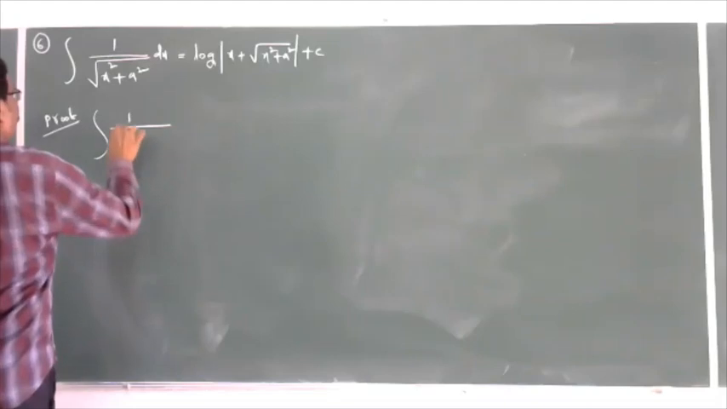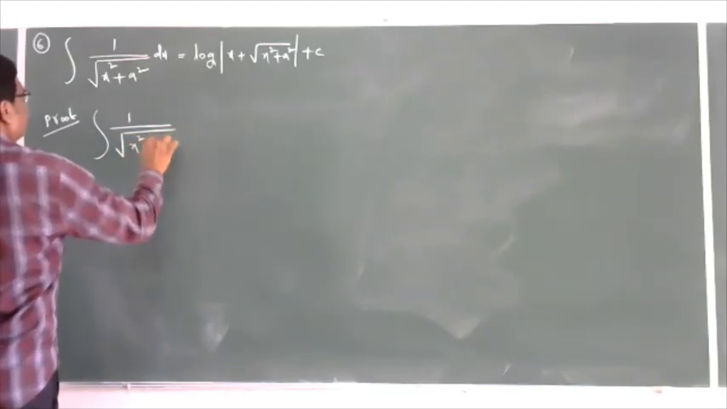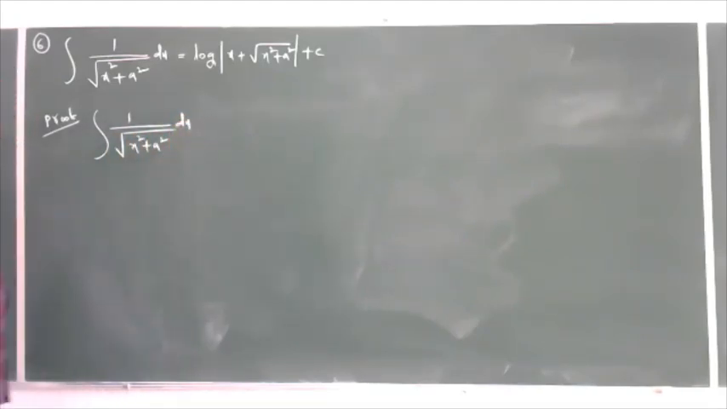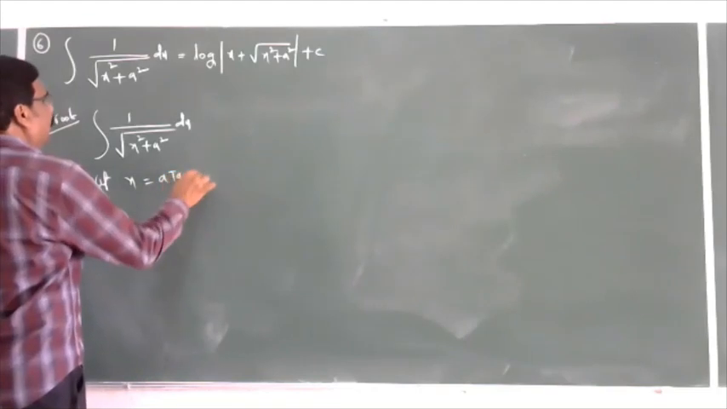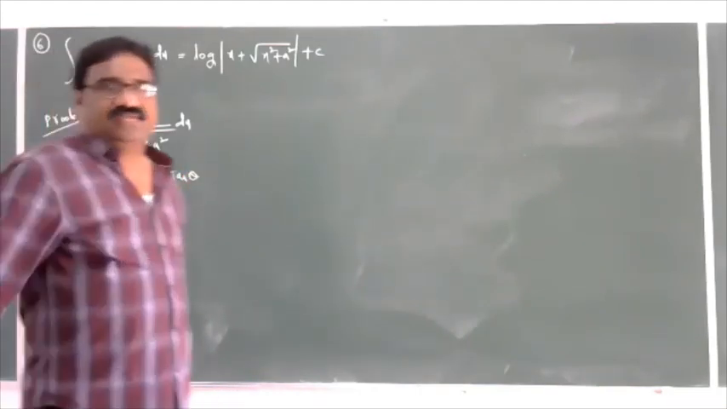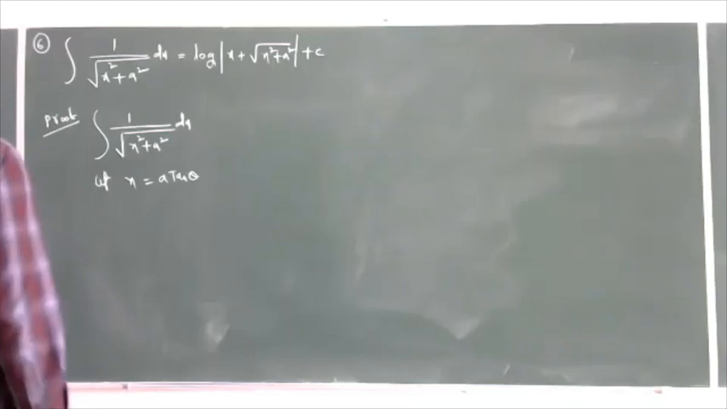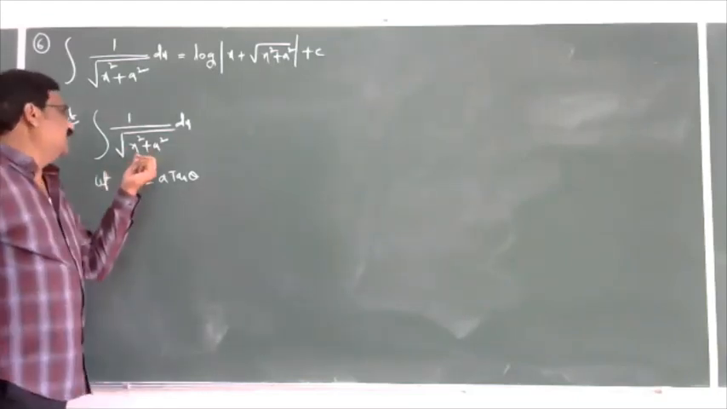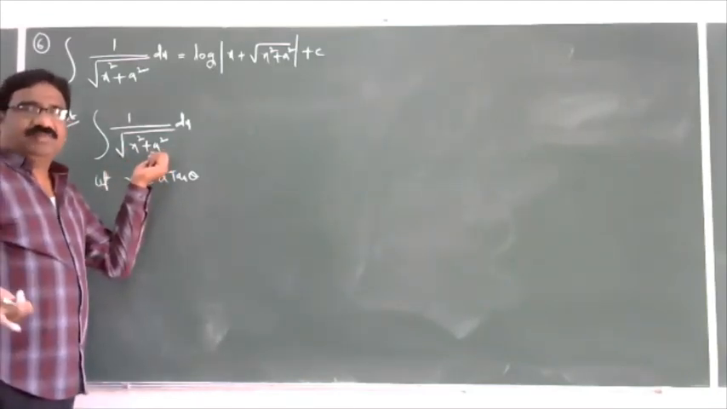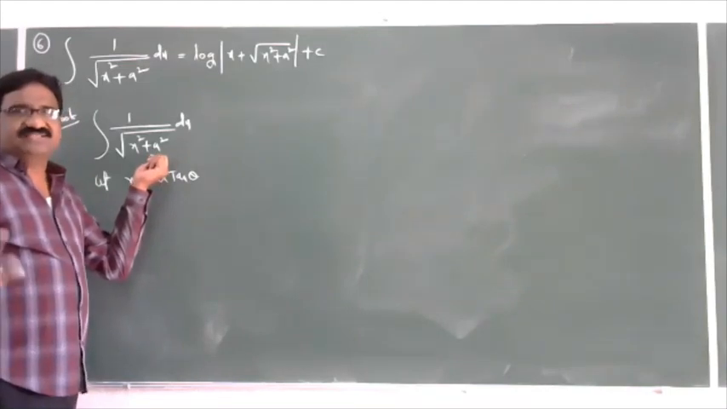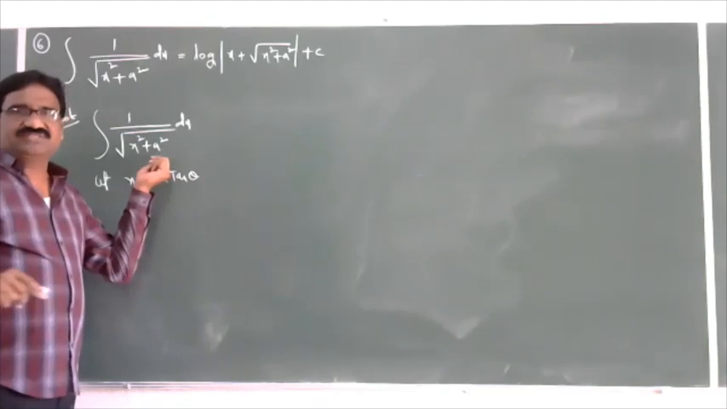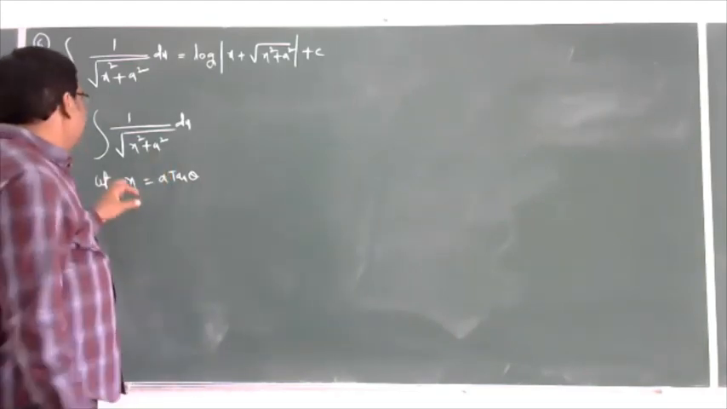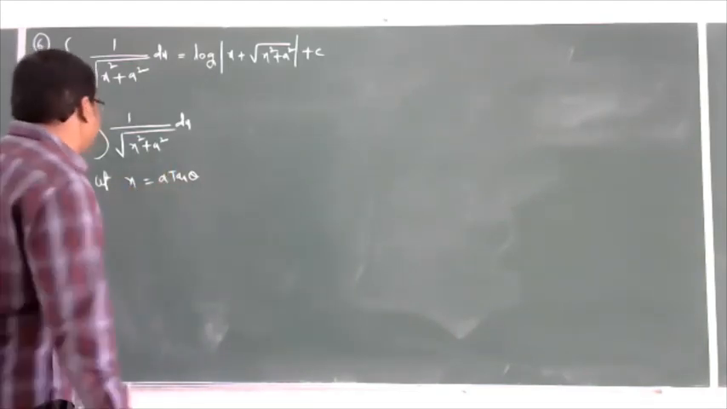Integral 1 by root of x square plus a square into dx. Here the substitution: let x is equal to a tan theta. The substitution depends on the given function, x square plus a square. You remember the formulas: 1 plus tan square theta is equal to secant square theta, and 1 plus cot square theta is equal to cosecant square theta. Here you can substitute x is equal to a tan theta.